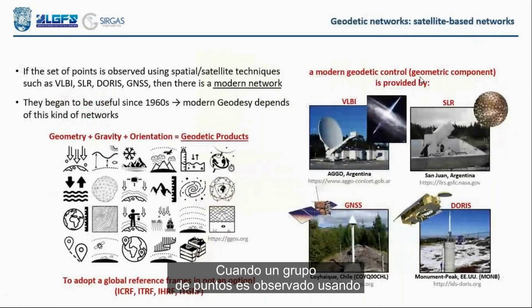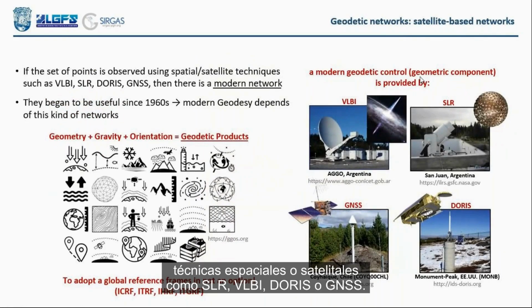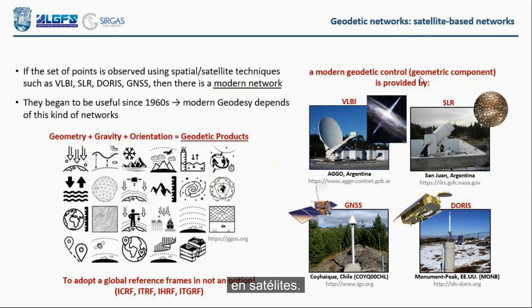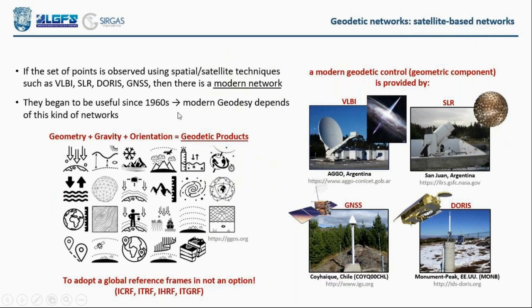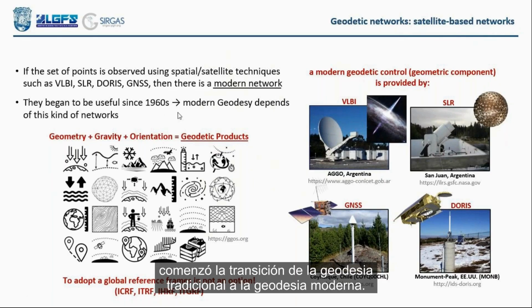When the array of points is observed using spatial or satellite techniques, such as VLBI, laser, DORIS, or GNSS, we have a modern network, or simply a satellite-based network. This kind of network began to be useful for geodesy in the 60s, when the transition from old-fashioned geodesy to modern geodesy began.